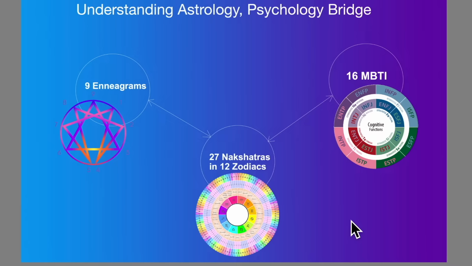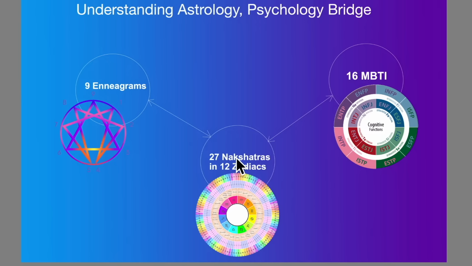In this series of videos, we are going to uncover the hidden layers between the 9 Enneagram types in the Enneagram system of psychological evaluation, which has 9 basic archetypes, bridging with the 27 Nakshatras in the 12 zodiac signs of Vedic astrology. And we shall also borrow from the 16 Myers-Briggs type indicators of personality into the 27 nakshatras in 12 zodiac signs. So we'll basically bring in the Enneagram as well as MBTI models into the 27 nakshatras.